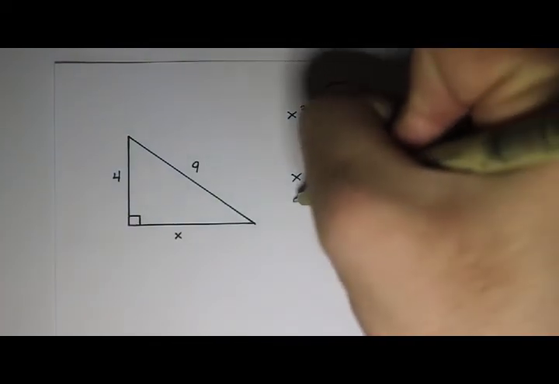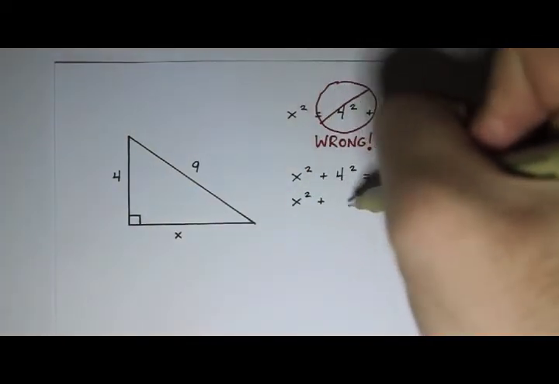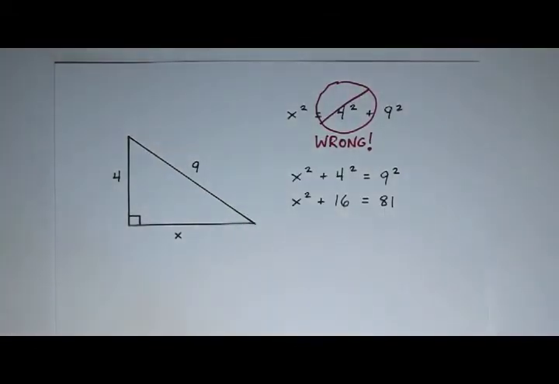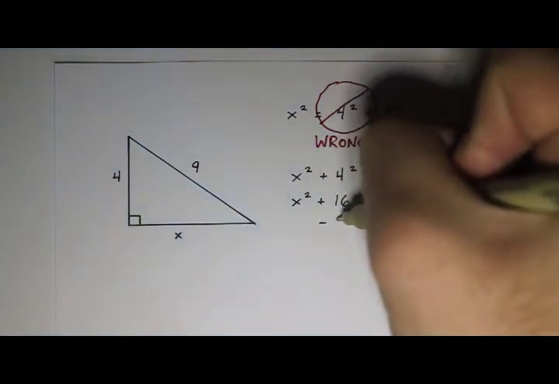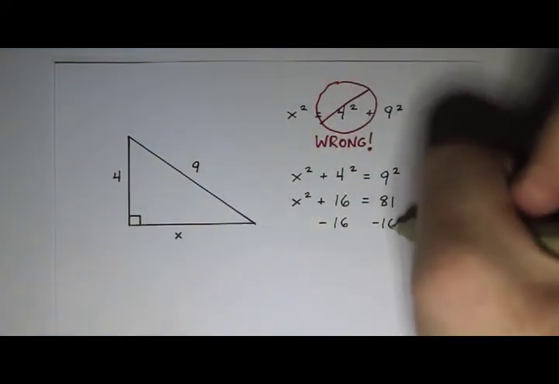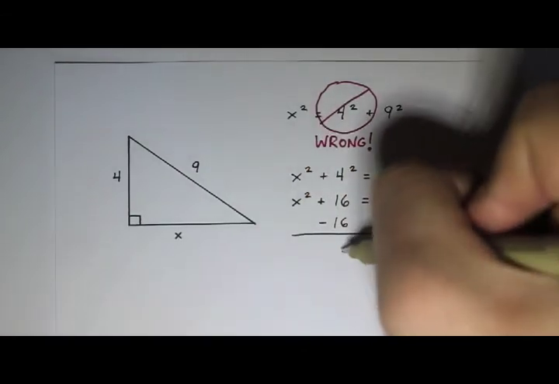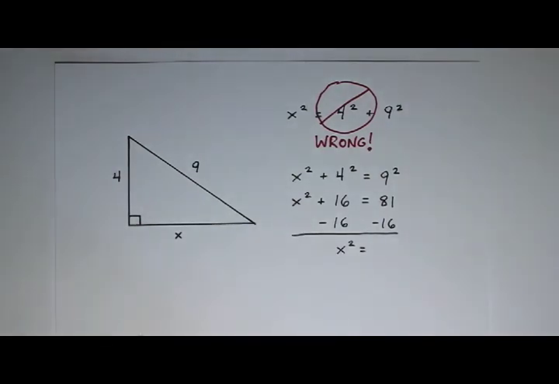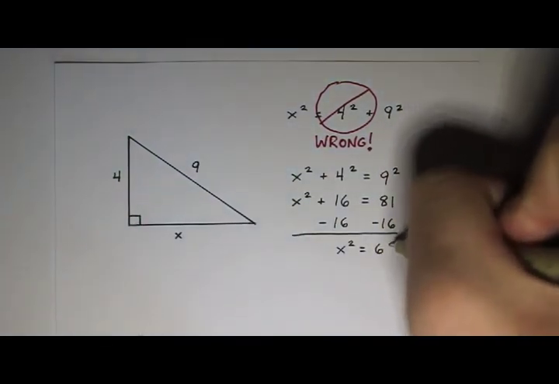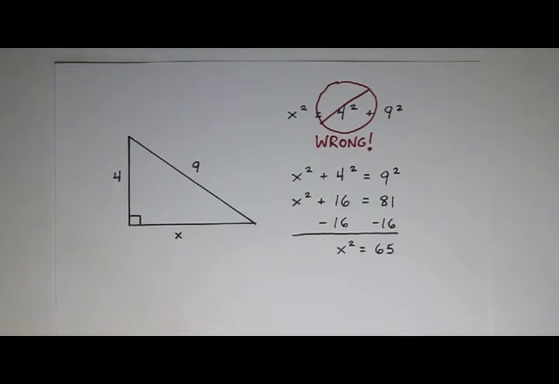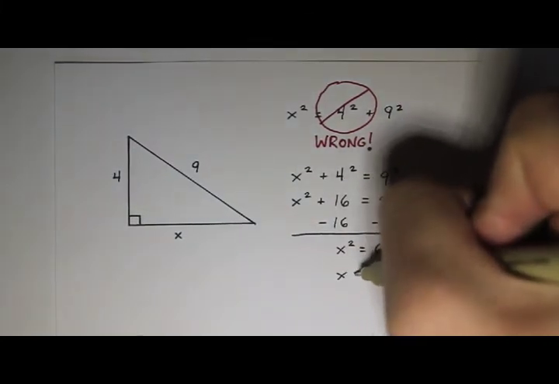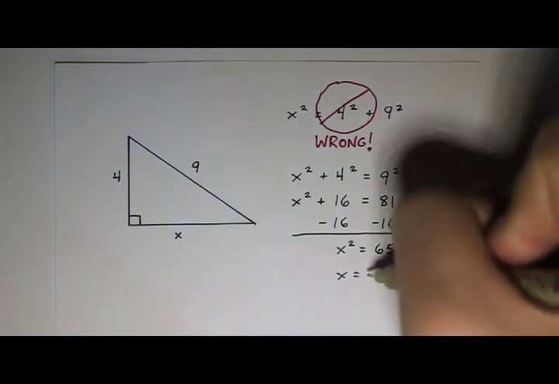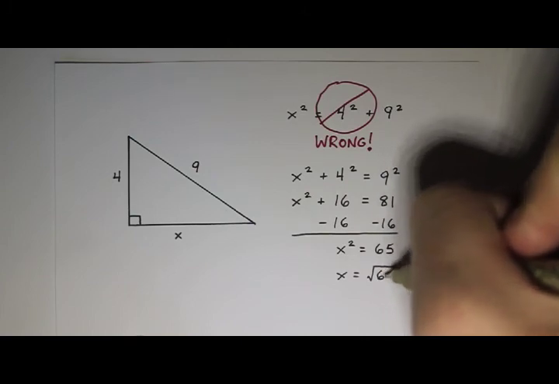So that would be x squared plus 16 equals 81, since 4 squared is 16 and 9 squared is 81. And I can subtract 16 from both sides, because I want to get x by itself. 16 minus 16 is 0, so I just have x squared on the left-hand side, and 81 minus 16 is 65. Now I can square root both sides, and so x equals plus or minus the square root of 65, but I can't have a negative length, so positive root 65.